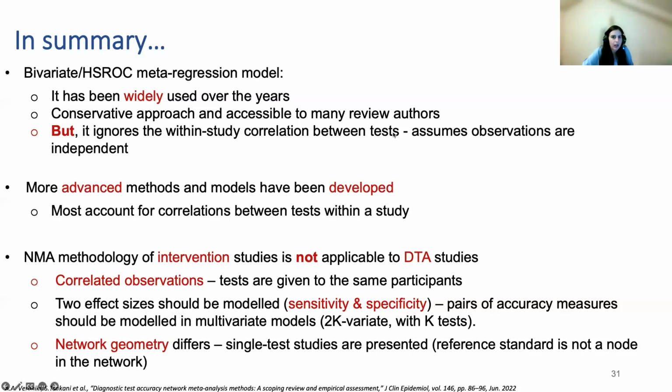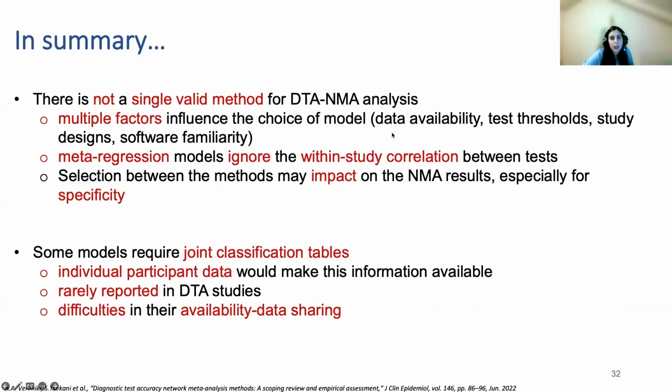Then we can see in the next slide that we cannot say that there is a single valid method for DTA network meta-analysis. There is not a single model to apply and suggest. The choice depends on multiple factors which may influence the model, for example, data availability, the test thresholds, the study designs, or software familiarity. The meta-regression models ignore the within-study correlation between tests, and the selection between the methods may impact on the network meta-analysis results, especially for specificity, as we saw in the empirical assessments.